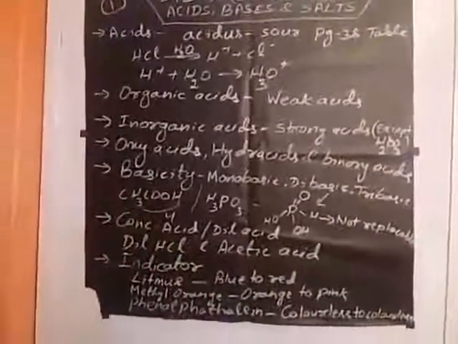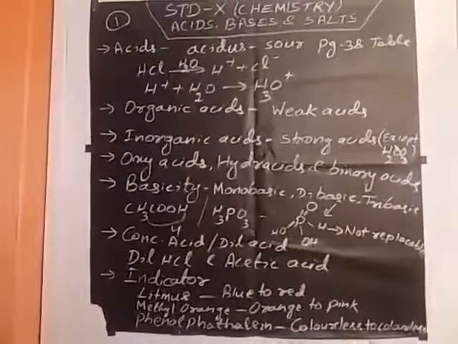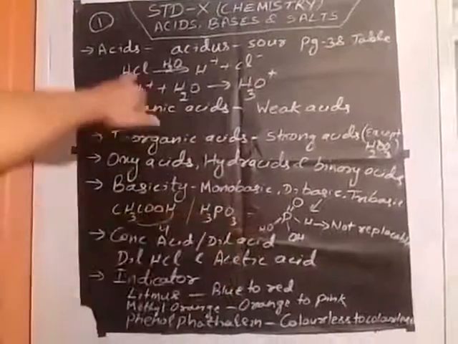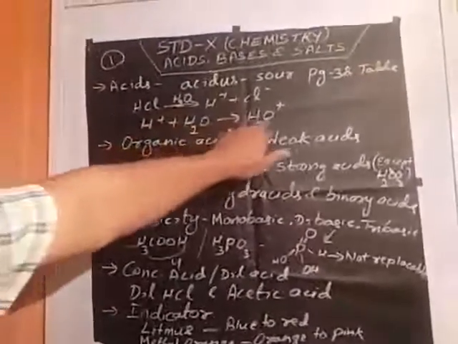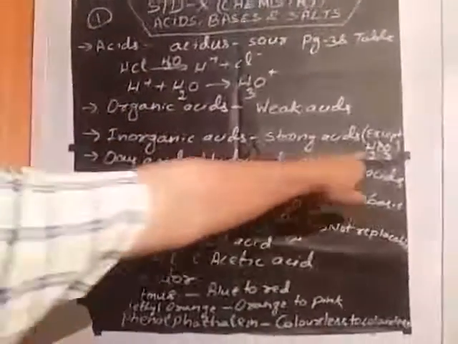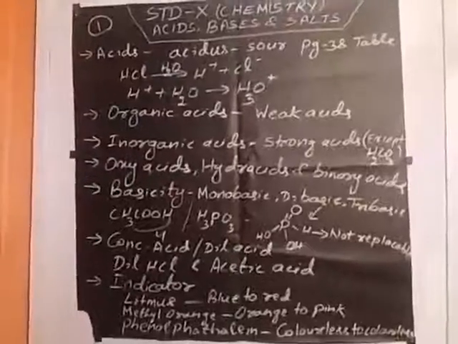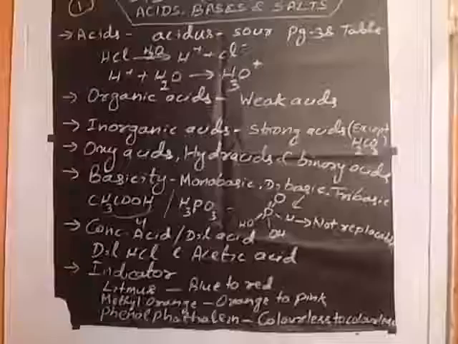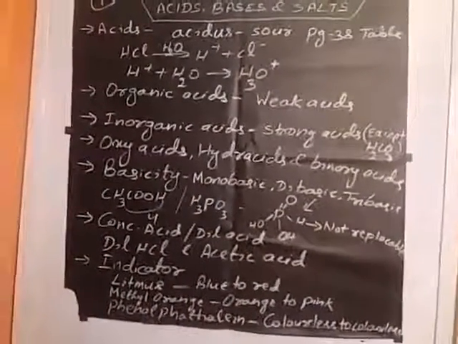Then basicity. How many hydrogen ions are displaced by an acid is known as the basicity of that acid. In HCl, one hydrogen ion can be displaced to form a hydronium ion with water, so this is a monobasic acid. In carbonic acid, two hydrogen ions can be displaced, so it is a dibasic acid. Other examples are sulfuric acid and sulfurous acid. H3PO4 is a tribasic acid.